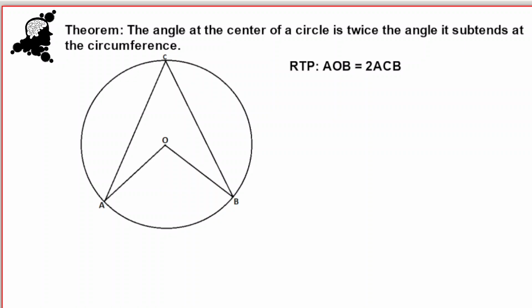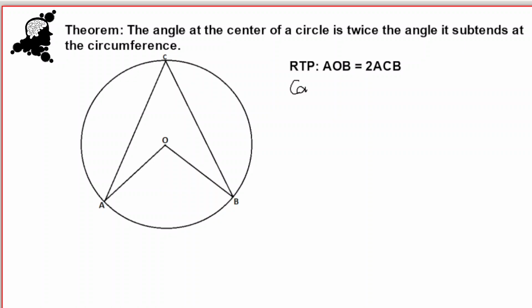Welcome to this video on grade 11 Euclidean geometry, and in this video we'll be having a look at the proof of the theorem that states that the angle at the center of a circle is twice the angle it subtends at the circumference. In other words, we're trying to prove that angle AOB is twice angle ACB. So we want to prove that the angle at the center is twice the angle at the circumference. So let's get straight into it.